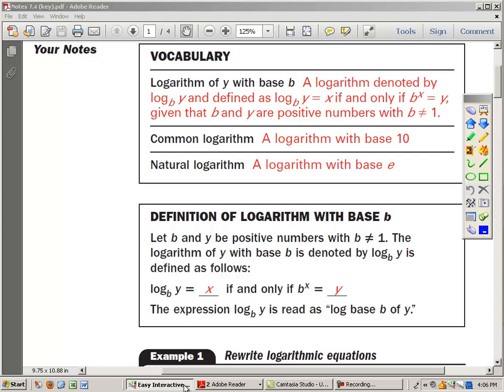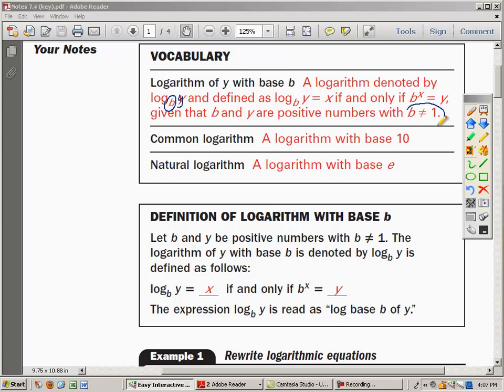A logarithm of y with a base b is denoted by log base b of y. Again, we call this b our base. It's defined by log base b of y is equal to x if and only if b to the x power is equal to y, given that b and y are both positive numbers and b is not equal to 1.